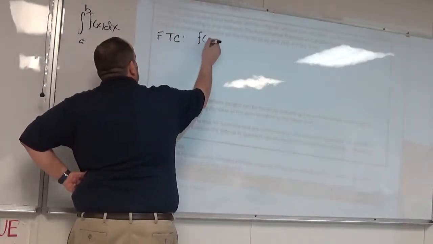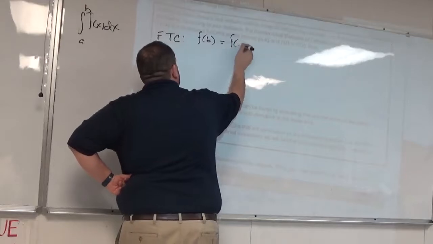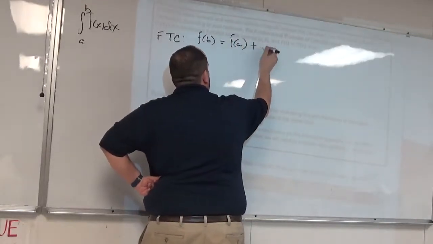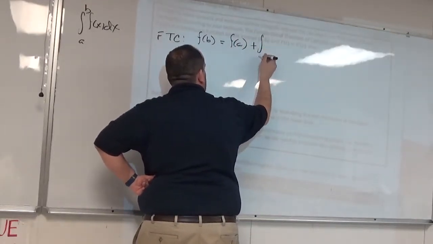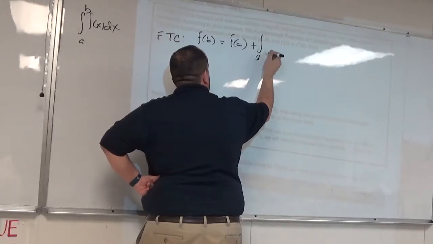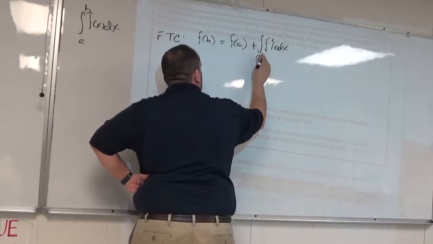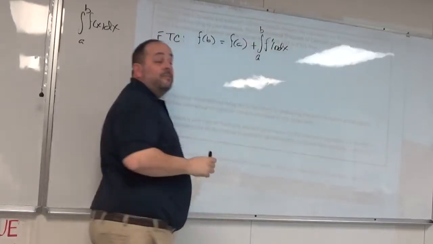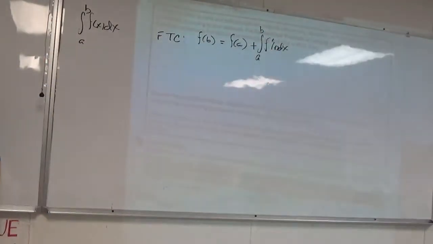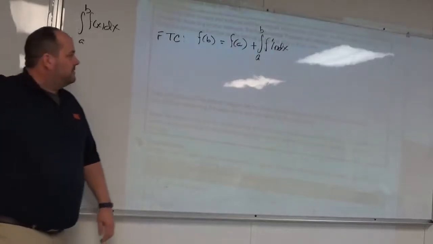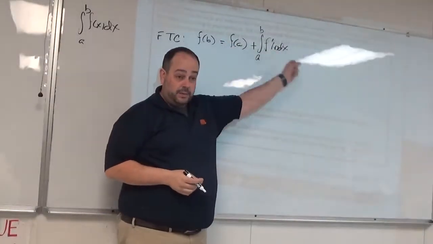F of B is equal to F of A plus the definite integral of F prime from A to B. It's much smaller font. Fundamental Theorem of Calculus, we're okay with this, right?